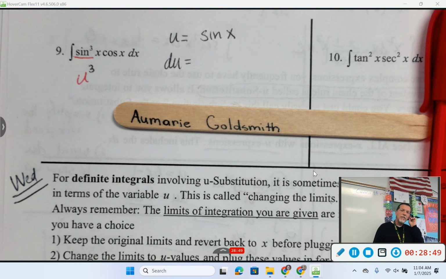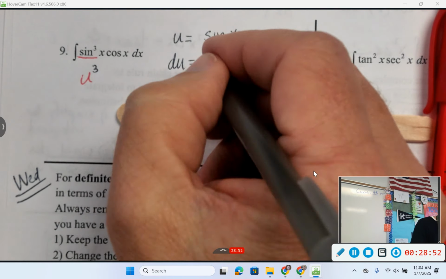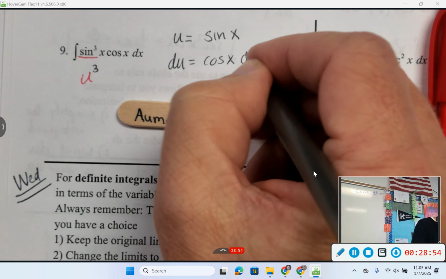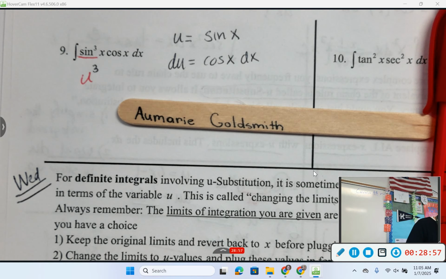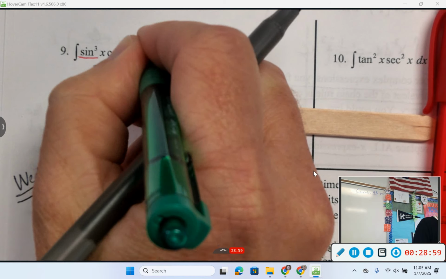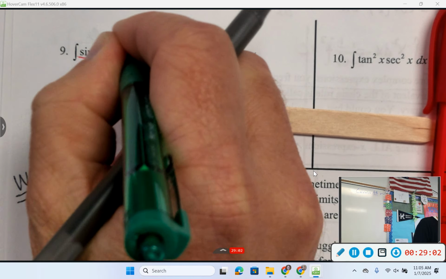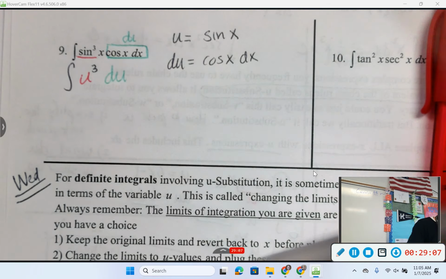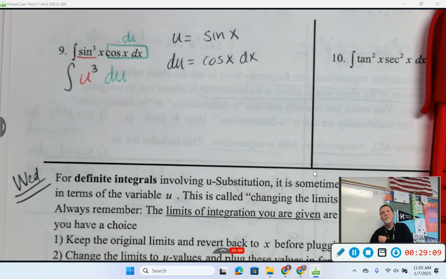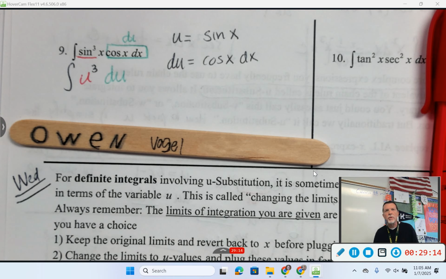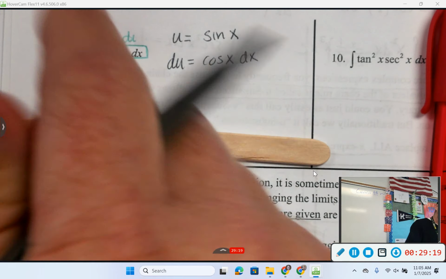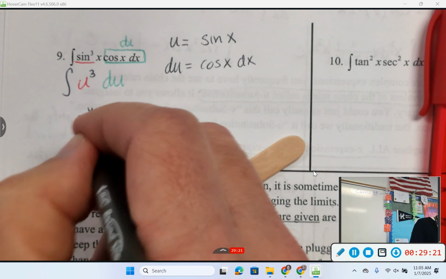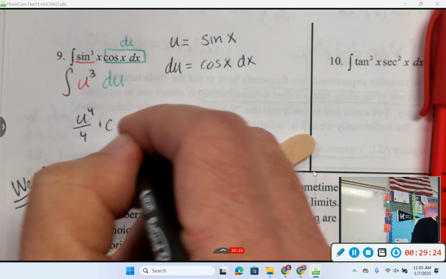Marie, what's the derivative of sine of x? Cosine of x dx. Good. Well, that one works out real well. We don't have to do any extra stuff to make that work. So another one that started out looking terrible, with the right pick for u, got to be a lot easier problem to work. Owen, what's the antiderivative of u cubed du? U to the 4th over 4. U to the 4th over 4 plus c.